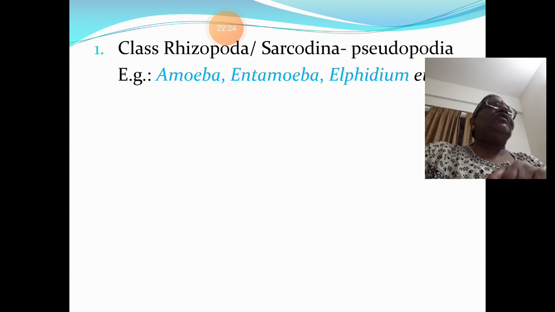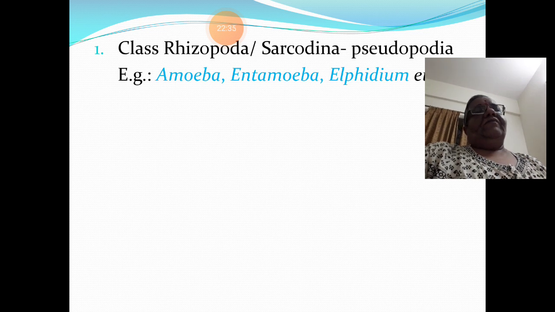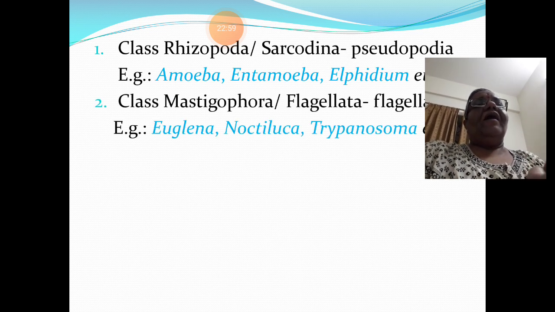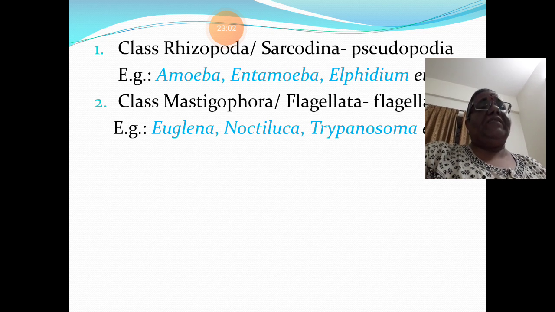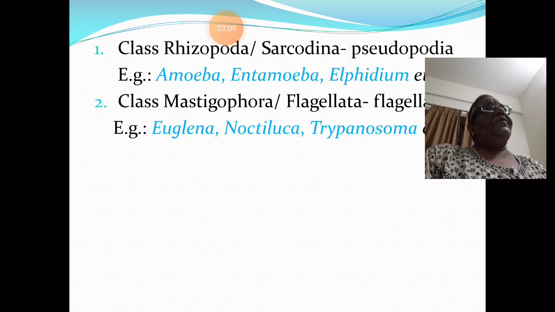And please note, all these zoological names should be written in italics, or they should be written in capitals and underlined according to ICZN, the International Code of Zoological Nomenclature. They have given certain principles to scientifically name a particular animal. According to that, you should write all zoological binomial nomenclatures in italics. Then, class Mastigophora or Flagellata, both mean the same. Here, the locomotory organs are flagella. Best example, Euglena, Noctiluca, Trypanosoma, etc.